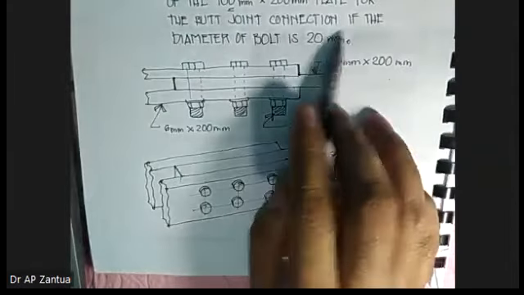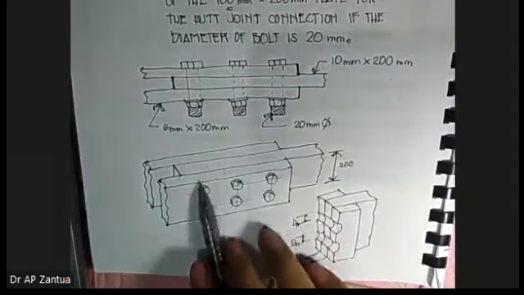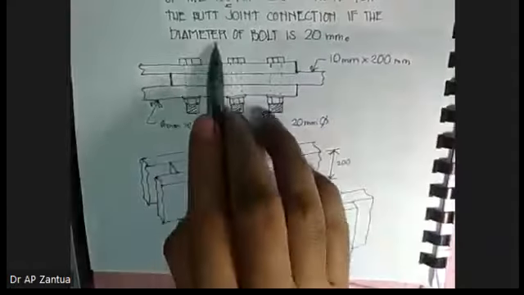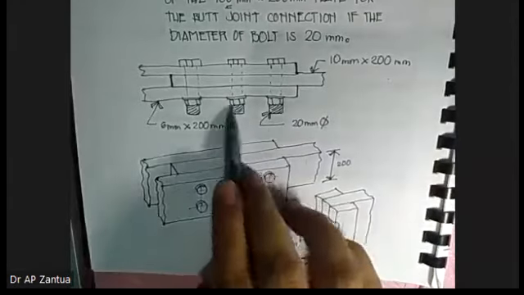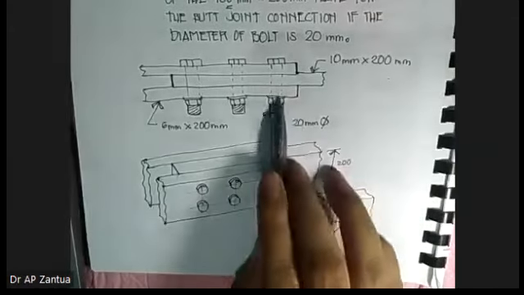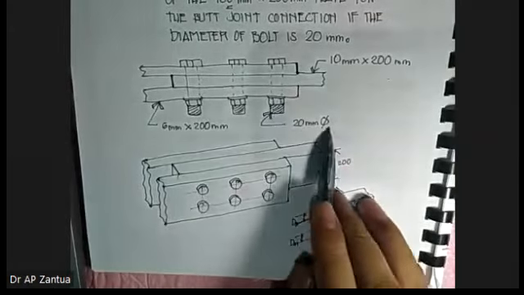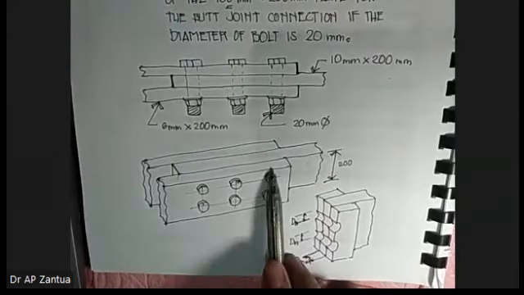What is a butt joint connection? This is how we connect it using a butt joint. If the diameter of the bolt is 20 mm, there are three rows of 20 mm bolt. So one row, second row, third row. They are all 20 mm bolts.